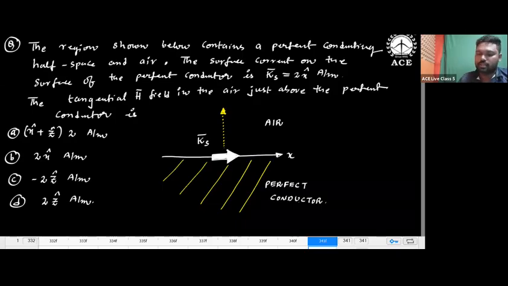Beta, here it is the y-axis. You can directly decide the answer by the direction. If you put your thumb in the direction of current flow, your fingers will show the direction of the magnetic field. If I put it like this, my fingers are coming outside. Outside means which direction? Z direction. So what is the answer? Option D is the answer.